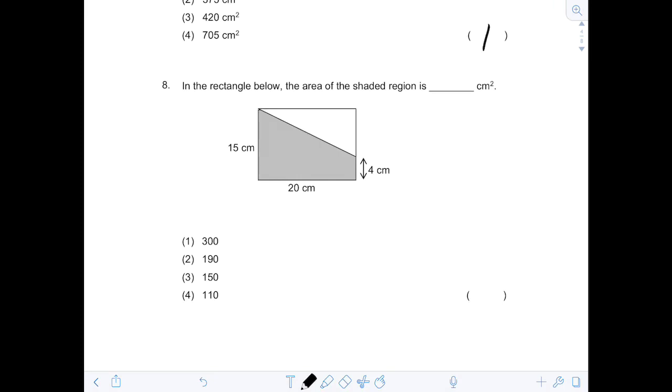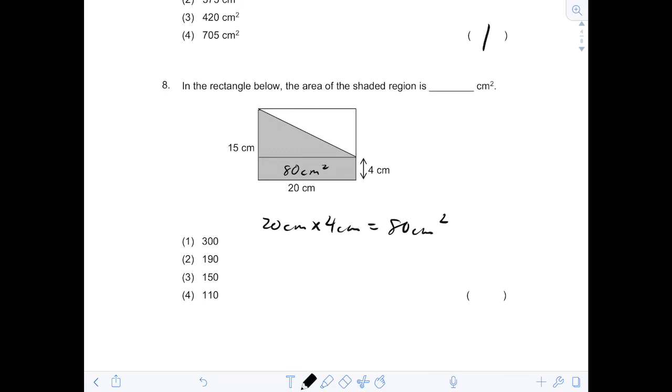Best way to do this is to split it. Remember, I always told you to split it into either triangles or rectangles. Don't split into anything else. So try to make the most forward cut here. Alright, from here you got 20 and 4. So 20, this is the area of a rectangle, times 4 equals 80. So this will be 80 square cm.